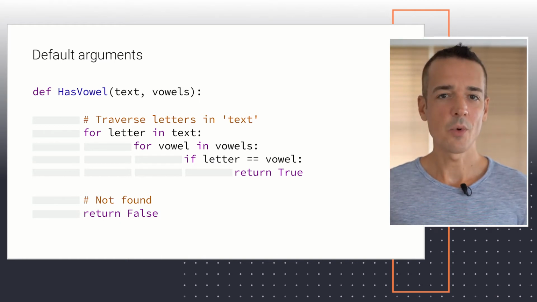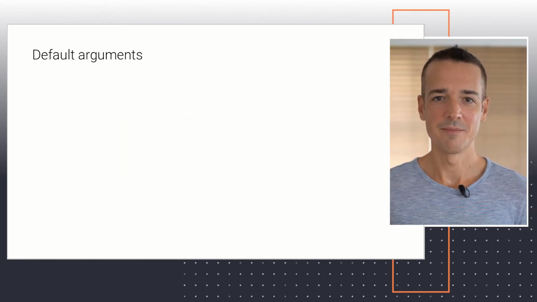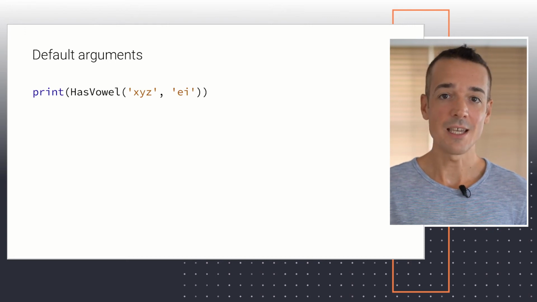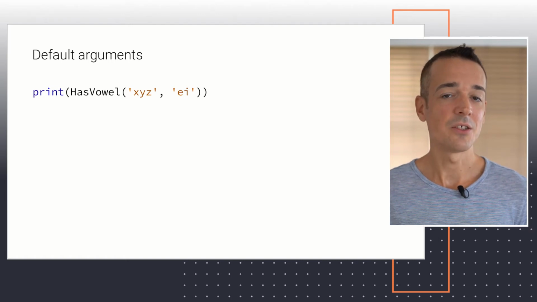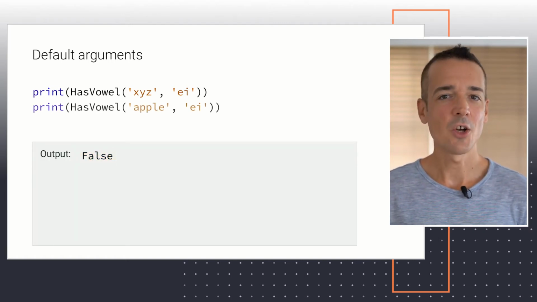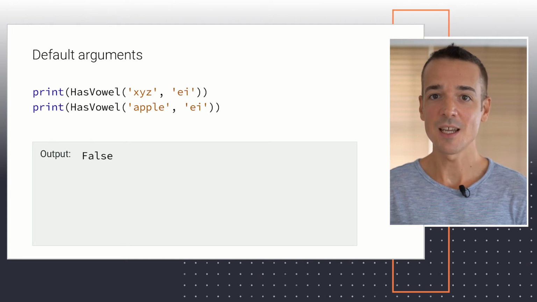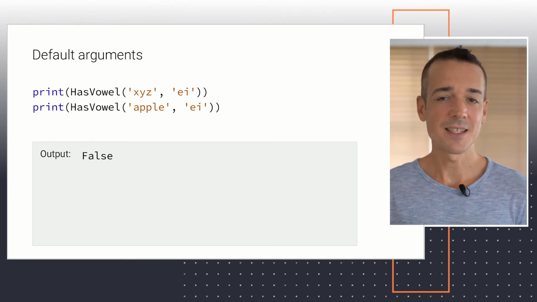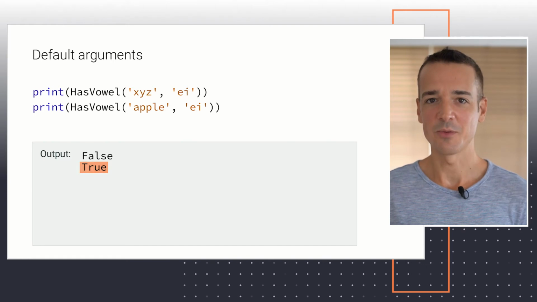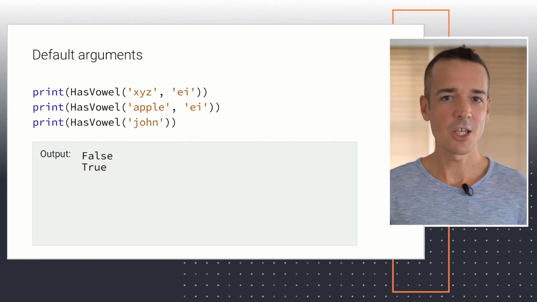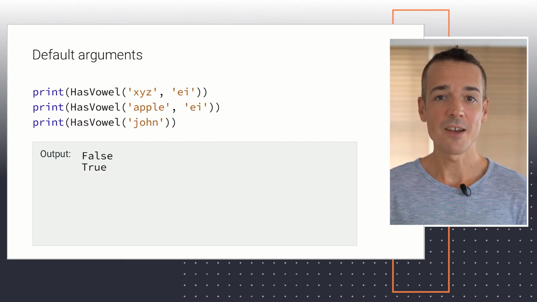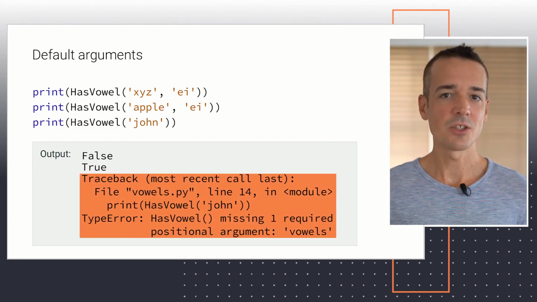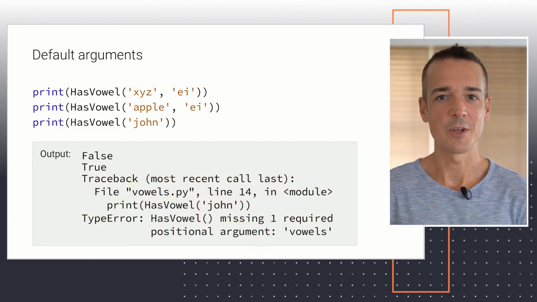Let's look at several possible ways to invoke this function from a main program. This first call checks whether vowels E or I are present in text XYZ, and the printed value is of course false. The second call checks whether text apple contains either of these same 2 vowels. In this case it does, so the program prints true. The last call is a peculiar one, since it uses less arguments than parameters were declared in the header of the function. When running this code, Python detects this inconsistency and stops the program with an error, as shown here.